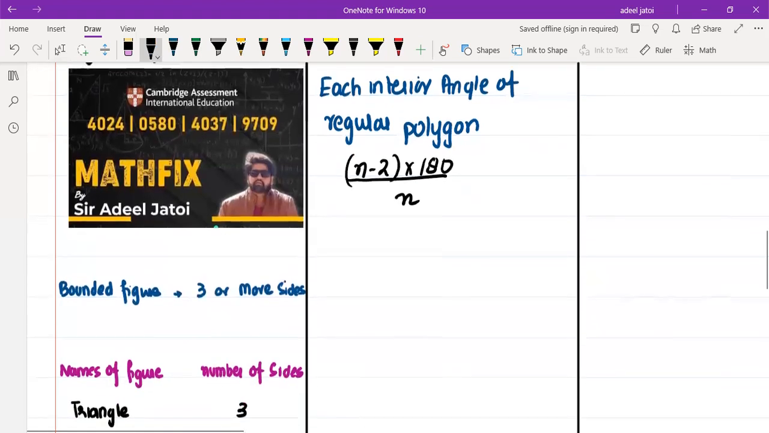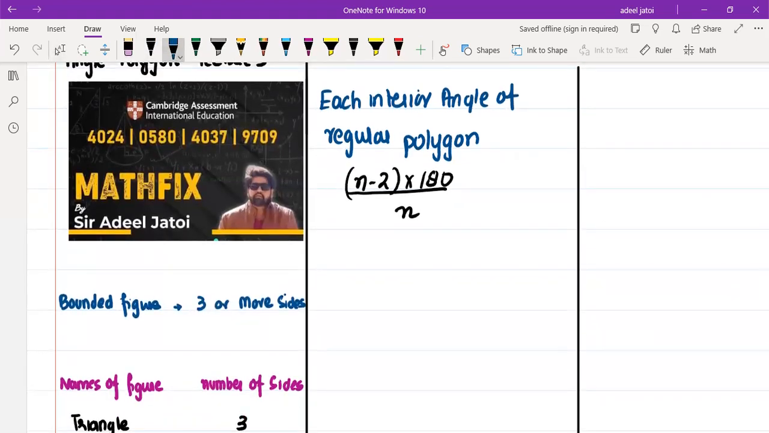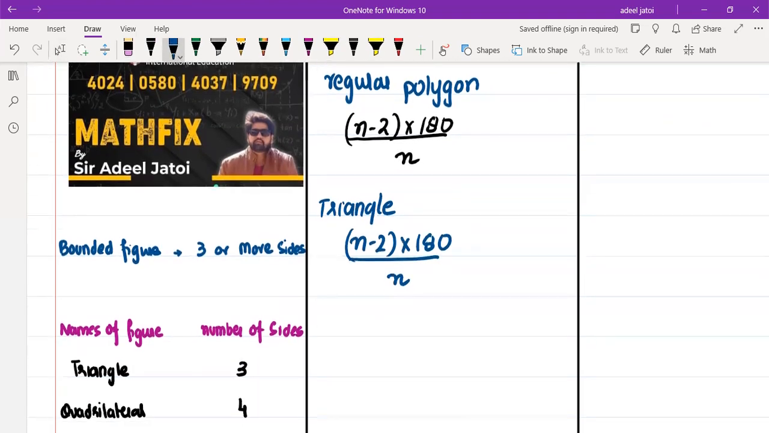Divided by n. Now let's say a regular triangle is an equilateral triangle. A regular triangle is an equilateral triangle. So you already know that an equilateral triangle has an angle of 60 degree. That means each angle of the triangle is equal to how much? 60 degree. So can we say that n minus 2 multiplied by 180 divided by n, which means the number of sides the triangle has is 3, 3 minus 2 multiplied by 180 upon 3. So can we say this is 180 upon 3?